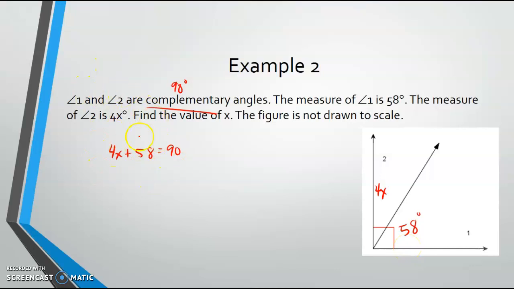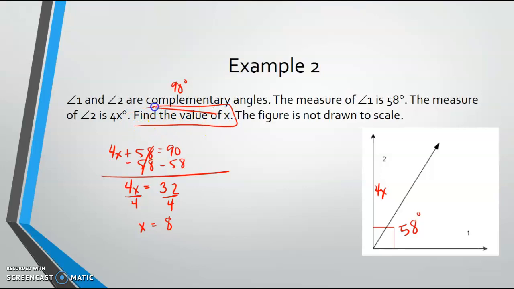Okay, so from here, this is a two-step equation. So in order to solve a two-step equation, we're going to start by subtracting 58 from both sides. So subtract 58, subtract 58. So then the 4x comes down, 4x equals, and 90 minus 58 is 32. And then we're going to divide both sides by 4. And so then x will equal 8. And that's what it asks. Find the value of x. And so then that is my answer. The value of x is 8. Ta-da! So that was complement.